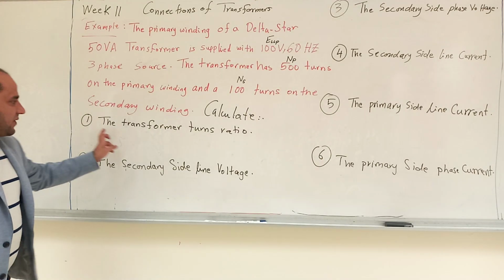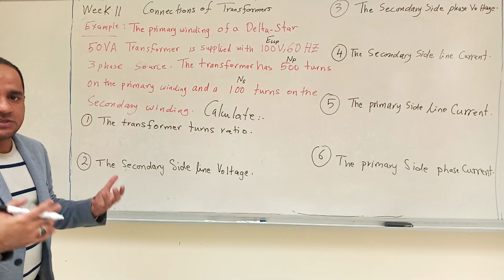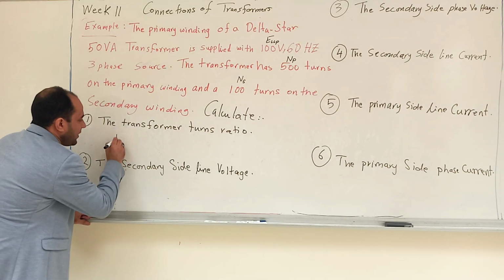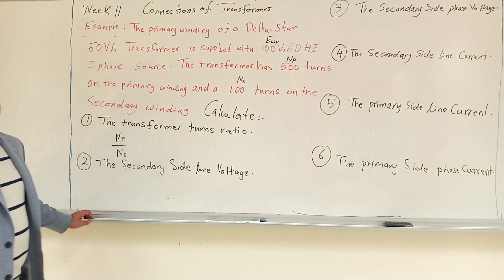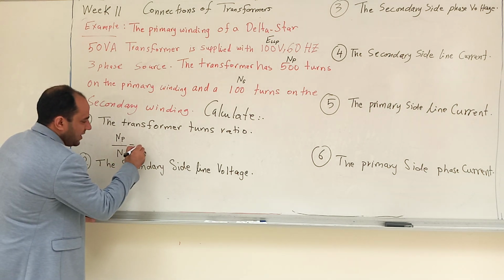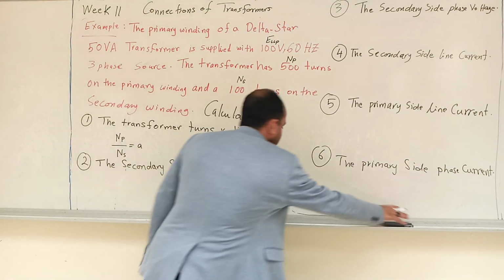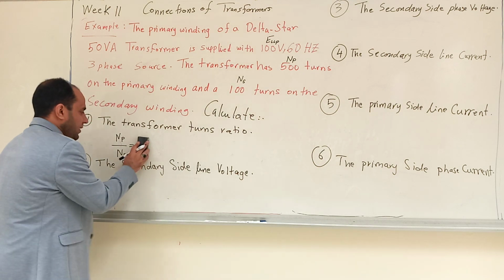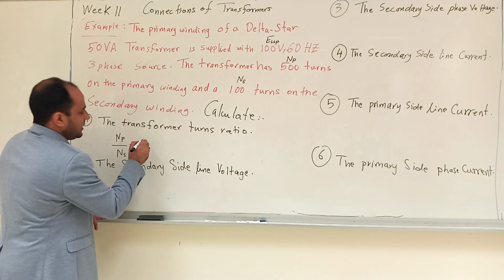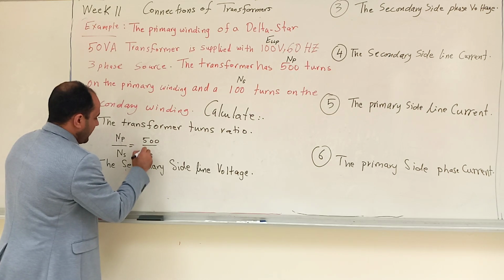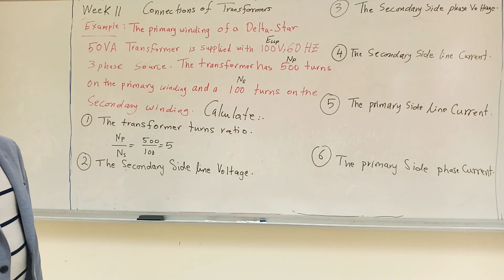Questions. Calculate first the transformer turns ratio. Whenever we ask about the transformer turns ratio, it means find how much is in the primary over the secondary. That's the turns ratio, and typically they call it a in the textbook, but don't worry about this. Now we can just keep it N_P over N_S. So what is N_P over N_S? Basically, this is 500 over 100. That's 5.